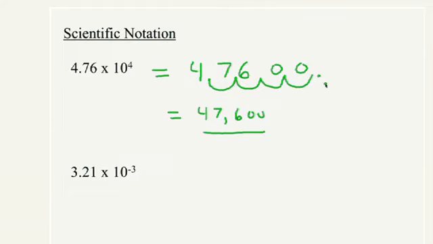On the other hand, take a look at this one. If the power is negative, you move the decimal point to the left. So I do this one the same way. I copy down the 3.21, but since 10 here is being raised to a negative exponent, instead of moving this 3 places to the right, I move it 3 places to the left.